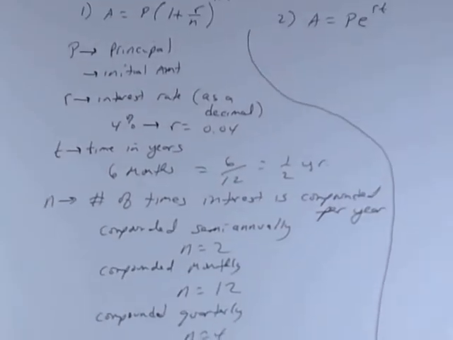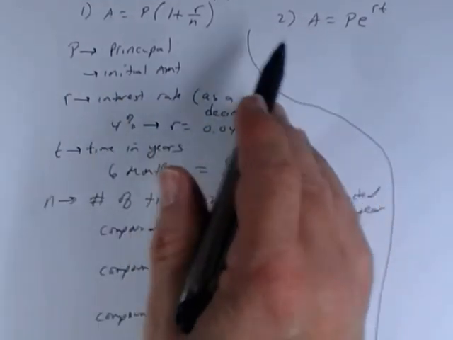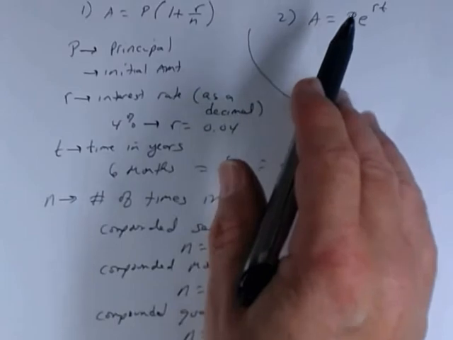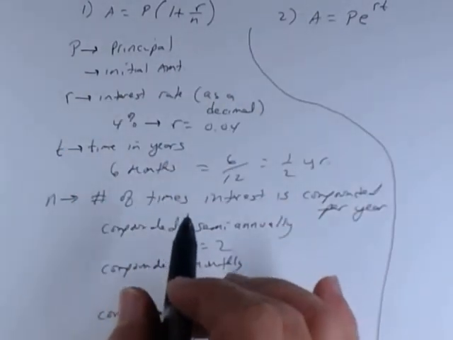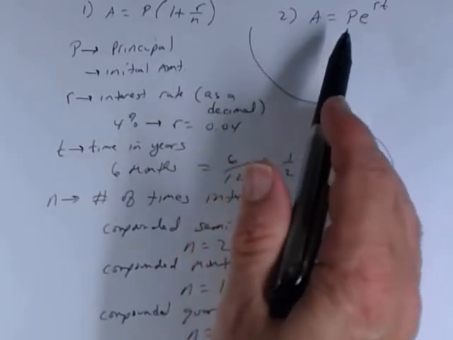Now, A is the same thing as this A, P is the same thing as this P, R is the same thing as this R, and T is the same thing as this T. Is that clear? Okay. Now you may say, well, when do I use this one?